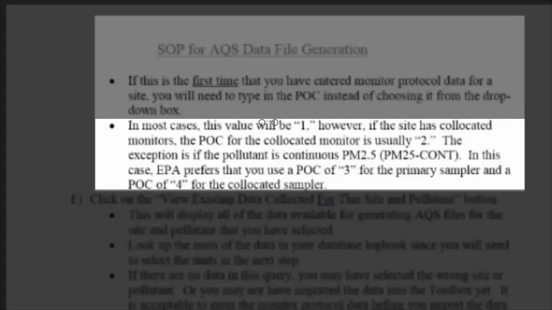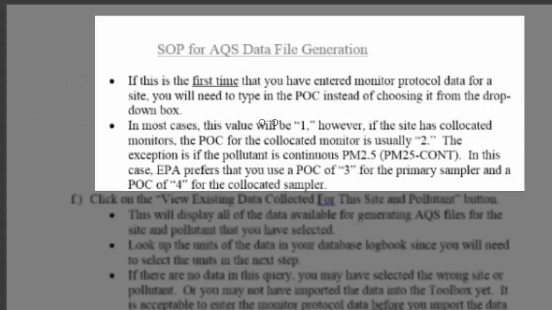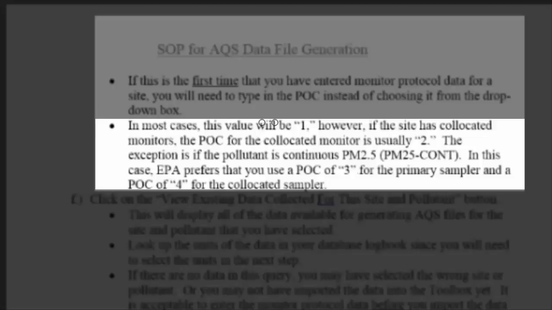However, if the site has co-located monitors, the POC for the co-located monitor is usually 2. And the exception is if the pollutant is PM 2.5 continuous, then EPA prefers I use a POC 3 for the primary sampler and POC 4 for the co-located sampler. So I currently don't have a co-located PM 2.5 sampler at my site. However, in the future, I might want to add that. So I'm going to save myself the hassle of having to change my POC at a later date, and I'm going to enter a POC of 3 for my PM 2.5 sampler.